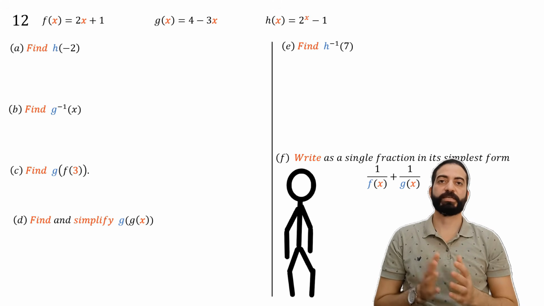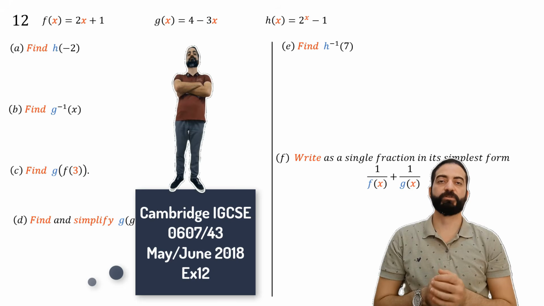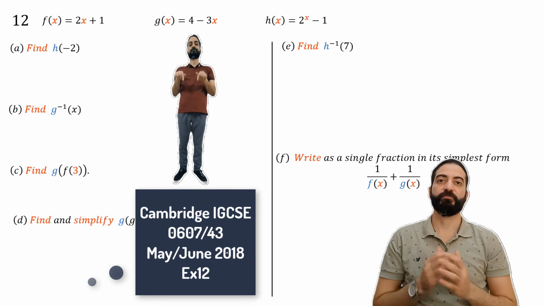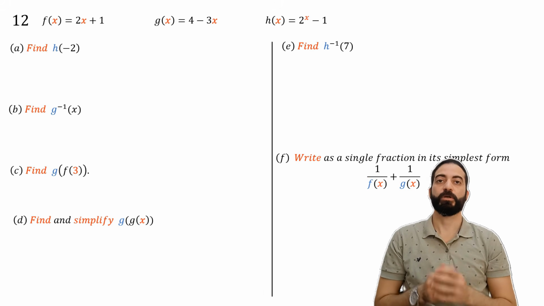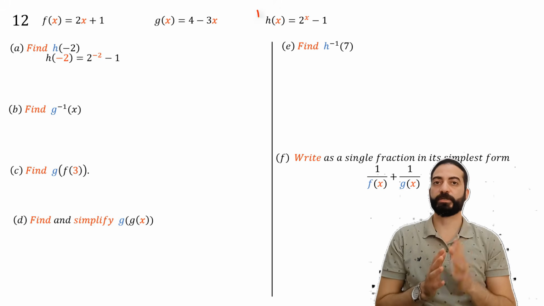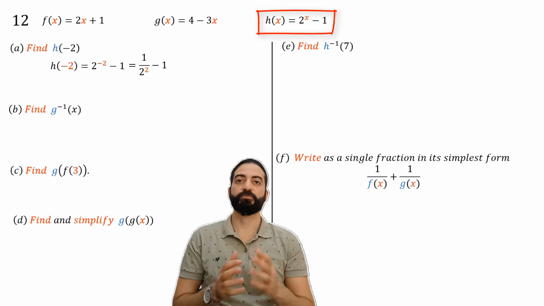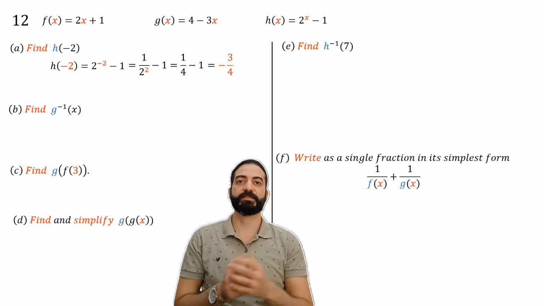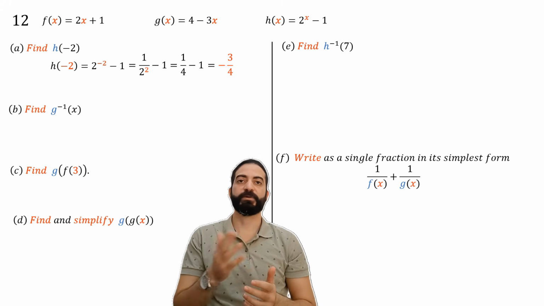Hello everyone, we'll start by solving question 12 of the Cambridge IGCSE 2018 exam. Find h(-2). All we have to do is put -2 in place of x, and we get the answer very easily. We now move to part B.